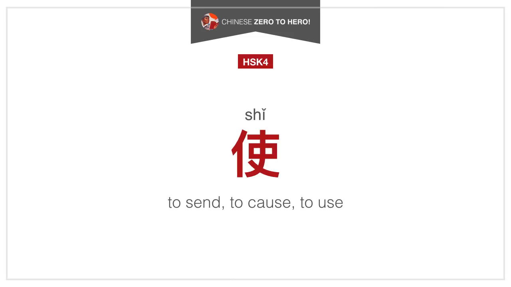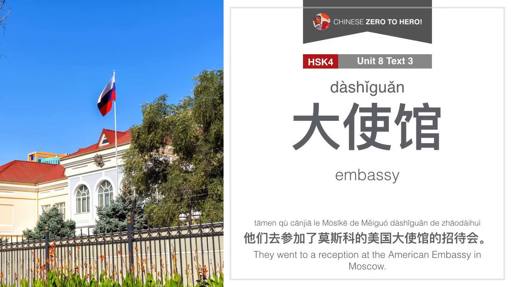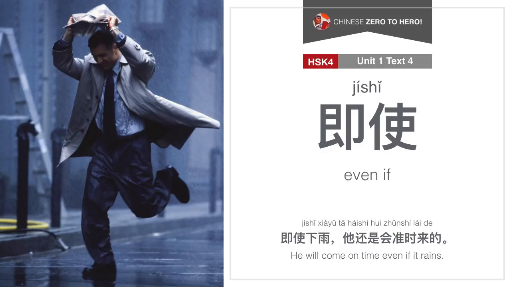The character 使, written like this, means to send, to cause, or to use. In HSK 4, under Unit 8, Text 3, we learn 大使馆 meaning an embassy. 他们去参加了莫斯科的美国大使馆的招待会. They went to a reception at the American embassy in Moscow. Also in HSK 4, we learn the word 即使 meaning even if. 即使下雨，他还是会准时来的. He will come on time even if it rains.